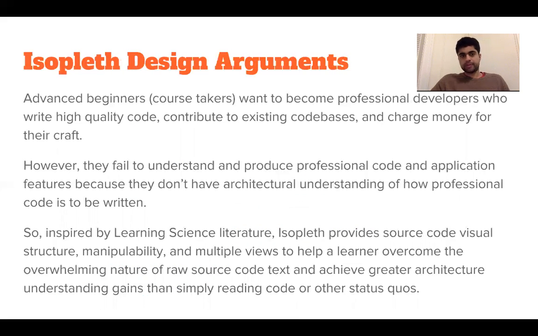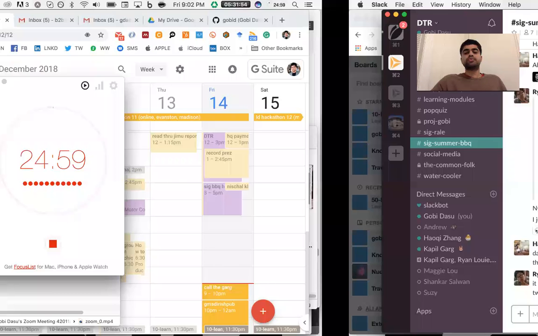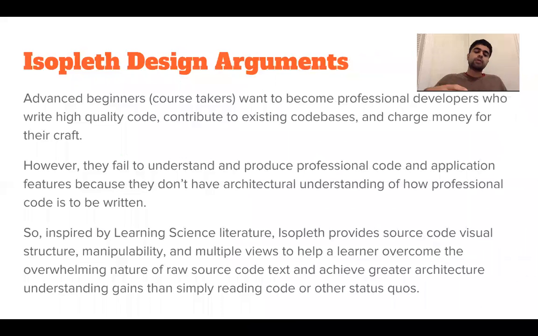So I'd like to talk about some of the design arguments that went into Isoplet. Essentially, Isoplet said, advanced beginners want to become professionals, but they fail to understand source code because they run into obstacles like overwhelming amounts of code. And so if we simply add visual structure, manipulability, and multiple views into that source code, we can help a learner overcome obstacles and achieve greater architectural level understanding gains than simply reading code or other static tools provide, like Chrome developer tools.